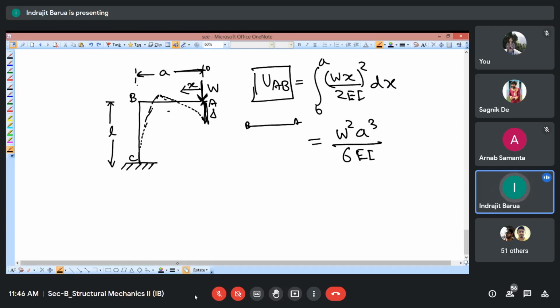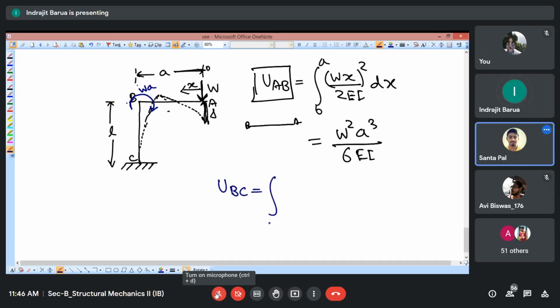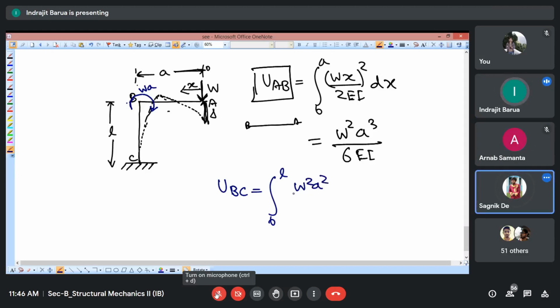So let's do the second part in a different color. Tell me how much moment is acting over here, or at B point what is actually acting? Just a moment, right? So what is that moment? W into A. So now I will be taking U of BC equals to 0 to L, and the moment is W into A. So I'm doing the square directly, dx.